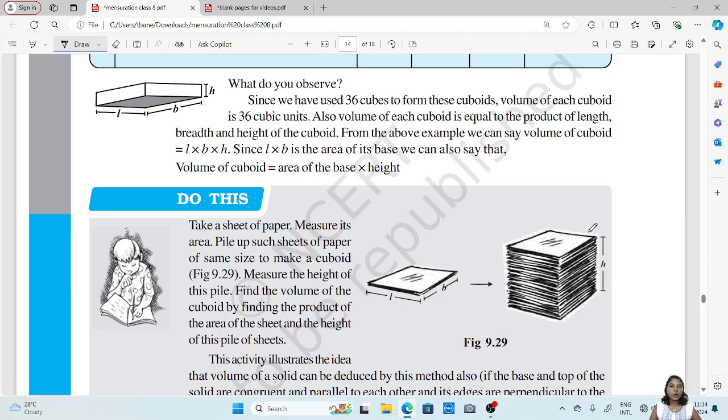Also, the volume of each cuboid is equal to the product of length, breadth and height of the cuboid. From the above example, we can say the volume of a cuboid is length into breadth into height. Since length and breadth is the area of its base, we can also say that it is area of base into height. So what they are saying is that if we take length into breadth, it gives us the area of the base. So we directly take the area of base and multiply it with the height, so that gives us the volume of the cuboid.